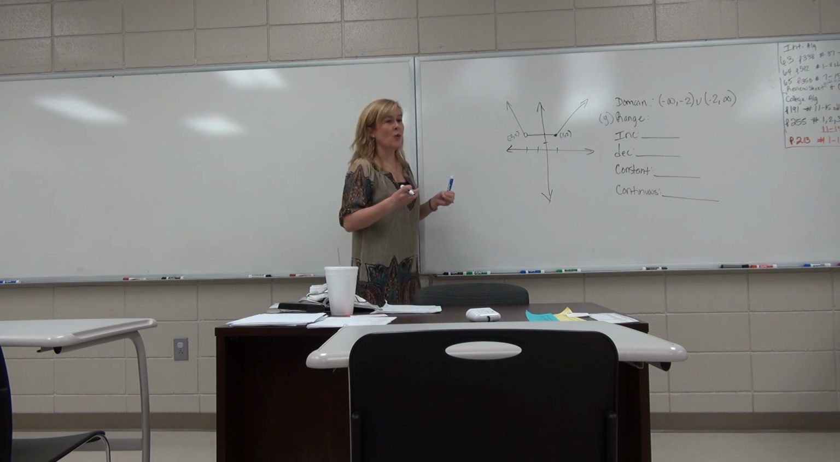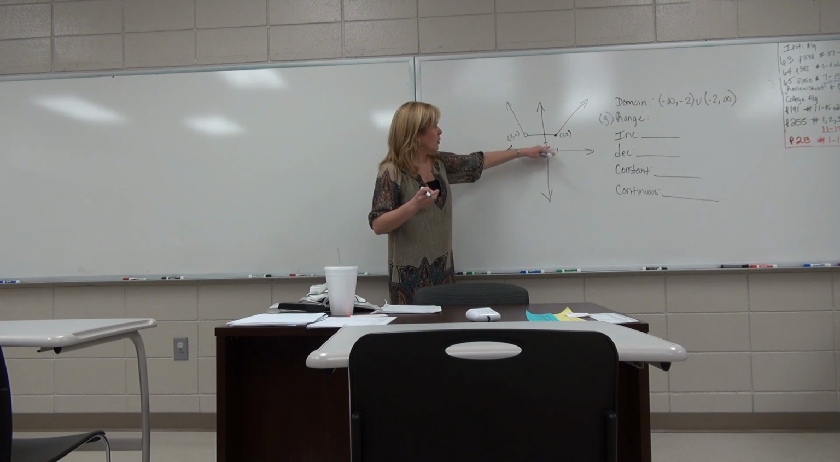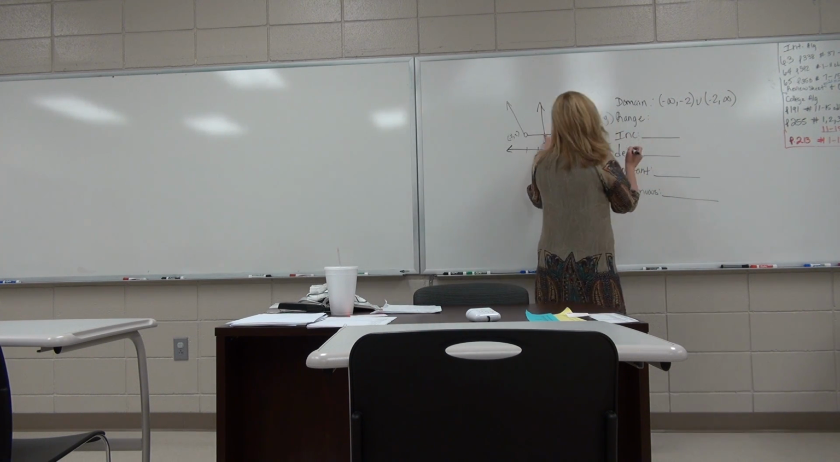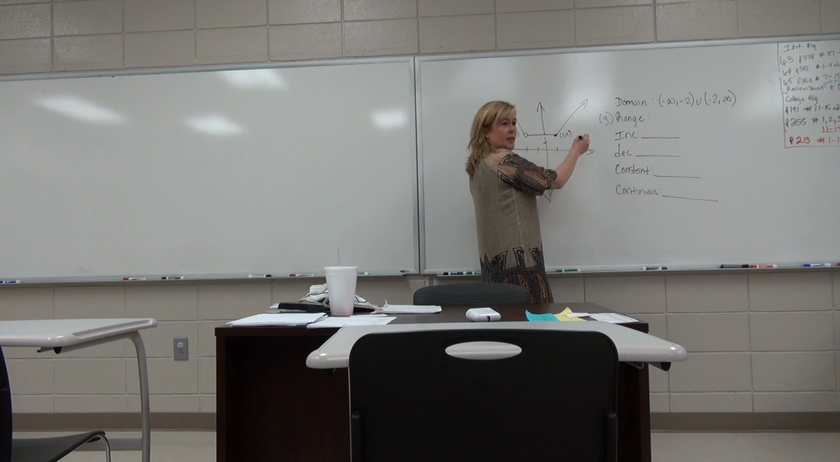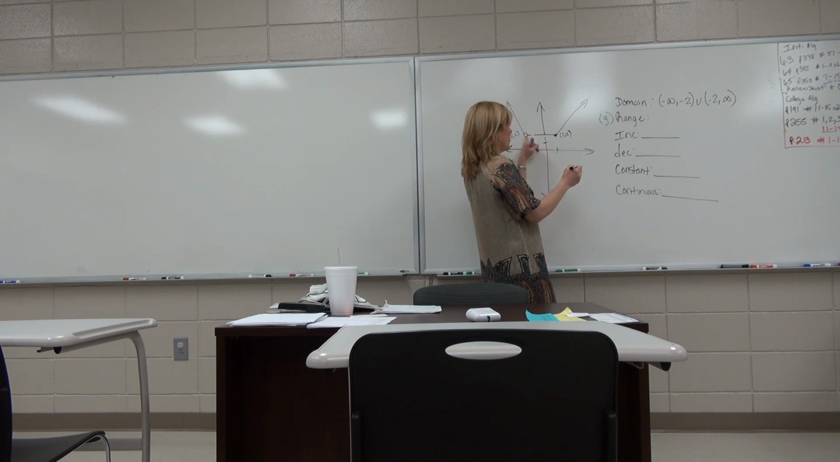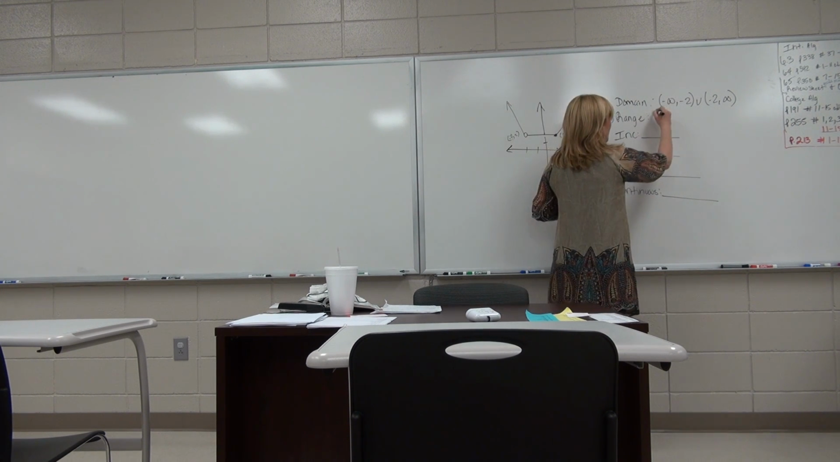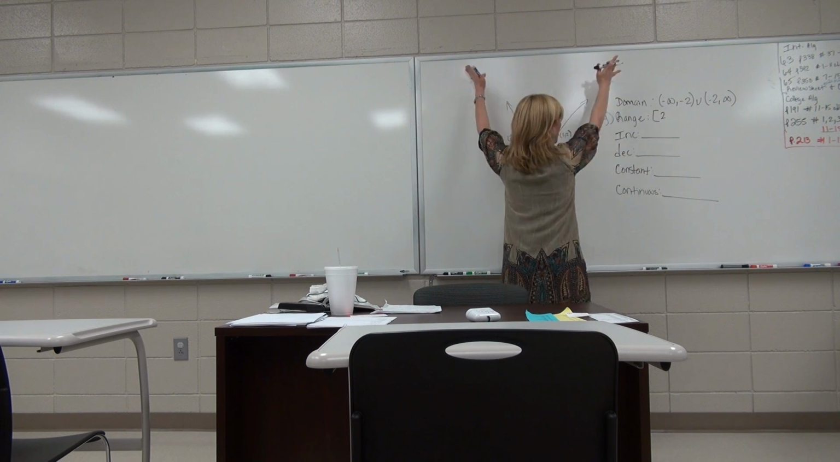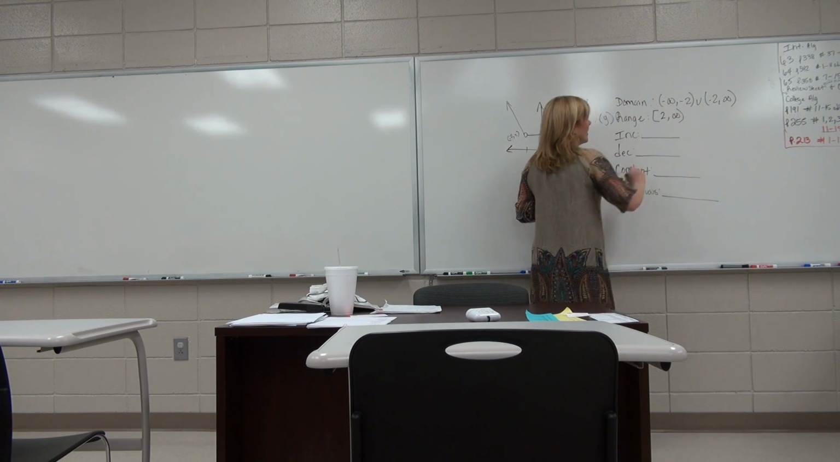Now let's look at the range. The range is what it's doing with y values, bottom to top. Well, what's my lowest y value right here? 2. So my range starts at 2, do you agree? y equals 2 is included. This was open, but it's closed everywhere else. So it's going to be a bracket on that 2, and then they're both going up. So it's from 2 to infinity is your range.